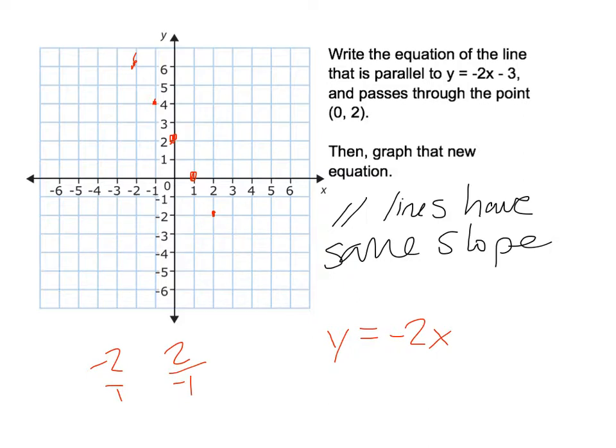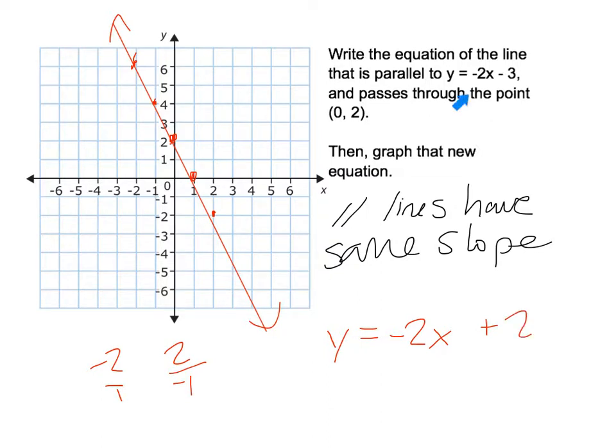All we have to do next is connect it with a line, because we're supposed to graph it. And that's pretty close. Not bad. And there you go. This line is y equals negative 2x, and then what's our y-intercept? Positive 2.